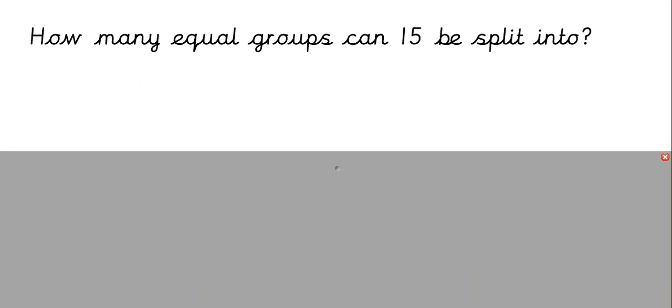Try this one. How many equal groups can 15 be split into? Okay, so I'll do this one with you first of all. If we've got 15, all I'm going to do is draw a line in each group first of all. Okay, so that's my 3 groups. So I've got 1, 2, 3. Okay, I know that I can't split it into 2 groups because 15 isn't an even number. So I'm going to try splitting it into 3 groups.